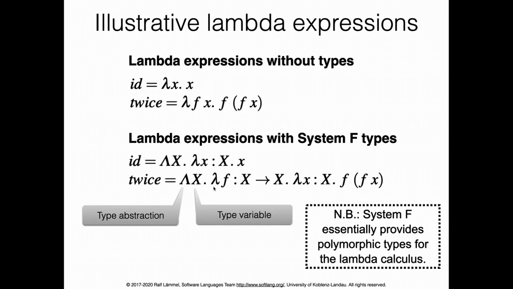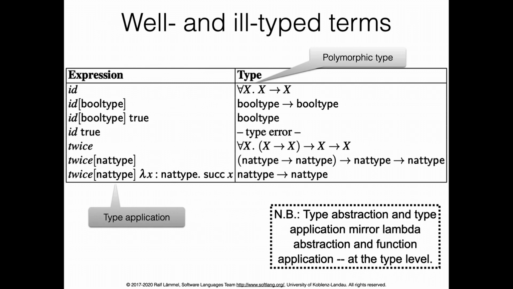Okay, and twice, well, it's also parameterized by a type variable, and then the function argument here has the appropriate function type, it's polymorphic, and the argument x, lowercase x, is of the type uppercase X, and then we just continue as in the untyped setting. Okay, so in this manner we see that System F basically introduces polymorphism. So let's play a little bit with these terms, with ID and twice.